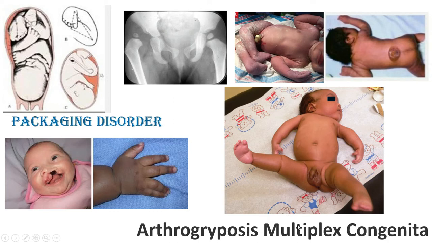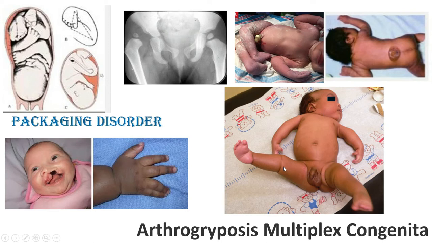Arthrogryposis multiplex congenita is also called multiple joint contracture. Actually, this is a new name, and it is characterized by a seal-like limb, a cylindrical limb, and there will be no creases. Sometimes we can get pterygium, meaning one skin fold around the joint, and joint contracture with this bilateral CTEV, with a typical coarse facies, syndromic facies.